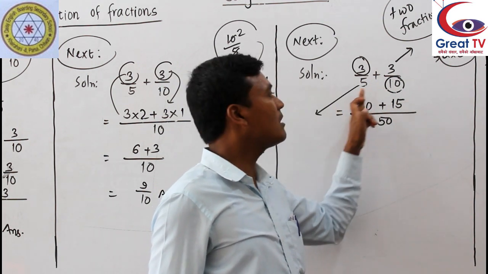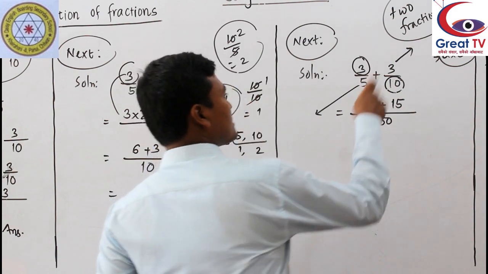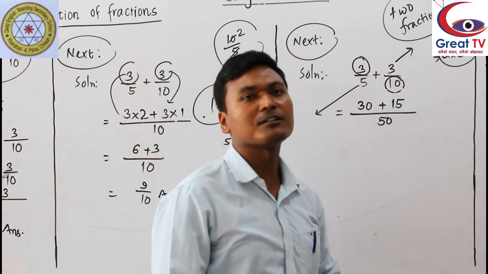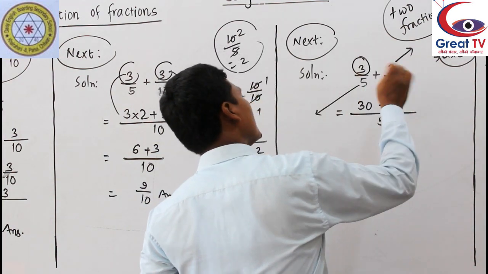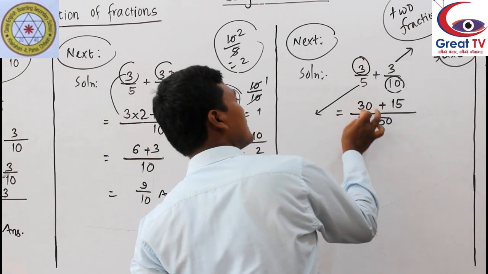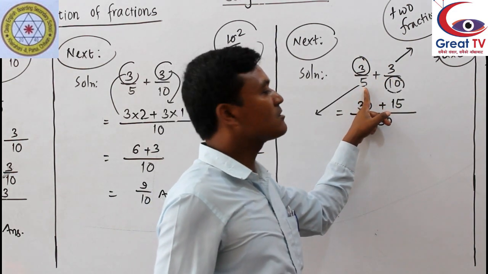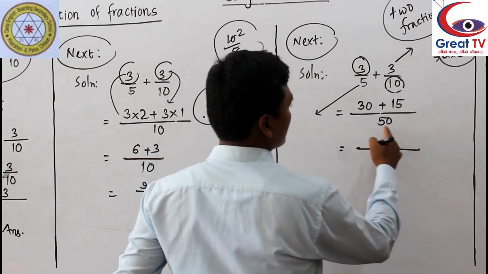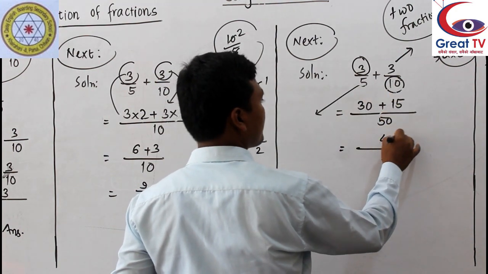Then left denominator times right numerator, 15. If there is a minus sign, by the time be careful, we always go by this way. This right denominator with left numerator, write the product over here, then plus left denominator times right numerator, write the product over here. Then after this 50 same, then 30 plus 15, we know 45.